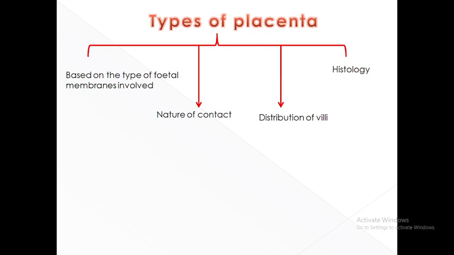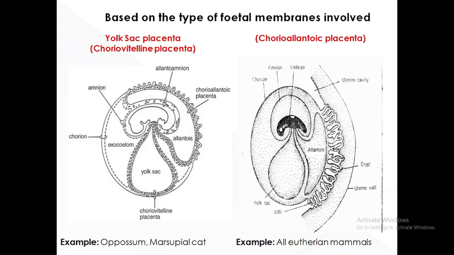Placenta can also be divided by the distribution of chorionic villi present on the embryo. And last but not least, the type of placenta depends upon the histology, that is, how many types of tissues are directly contributing to the development of the placenta. So one by one we can discuss.